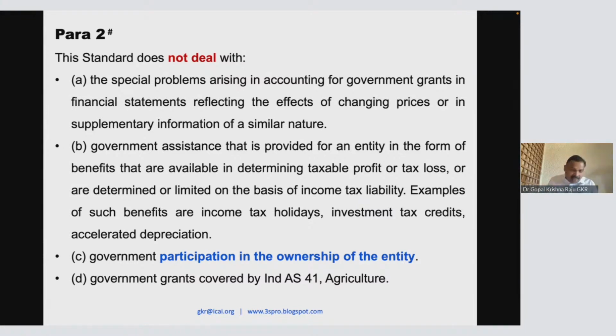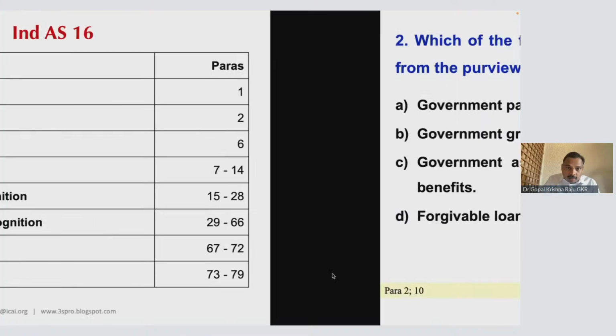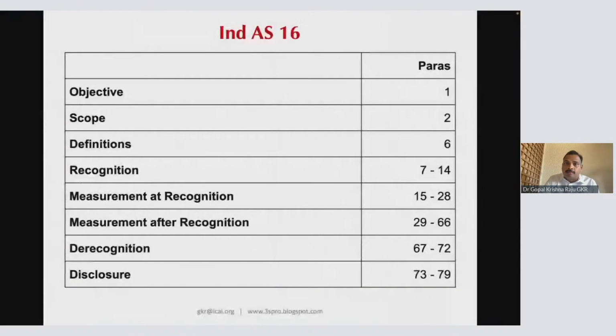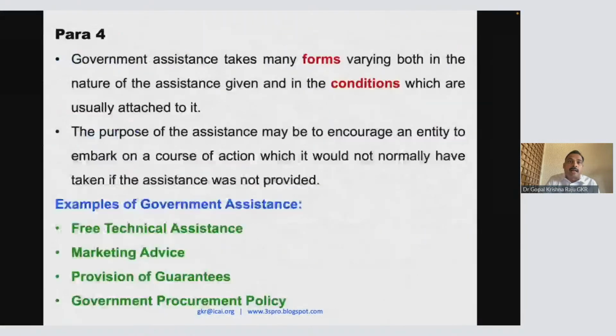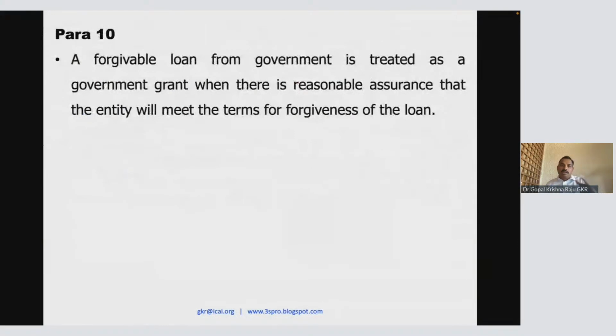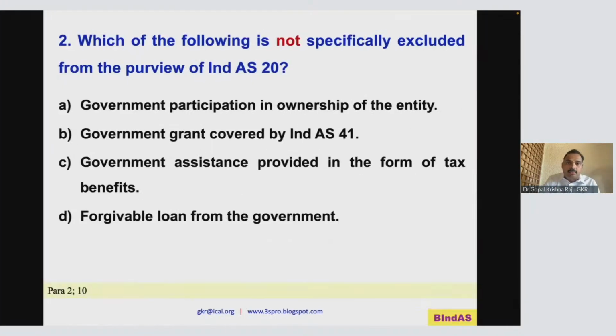Once we finish the definition of government assistance and government grant, now I'll take you to one more paragraph. Please look at para number 10. Forgivable loan, which is not specifically excluded from the scope. Government participation in ownership by the entity is excluded. Government grant covered in 41 is excluded from 20. Government assistance in the form of tax benefits is excluded. But there are certain government assistance other than tax benefits. What is that? We'll see.